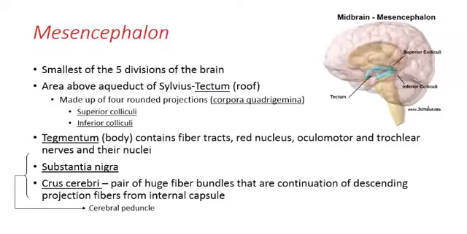The tegmentum, or body, contains fiber tracts, the red nucleus, oculomotor nerve and trochlear cranial nerves and their nuclei. The substantia nigra is involved in movement. It's a very black pigmented substance in the brain. It becomes very pale in people with Parkinson's disease. So normally it has a very black color when you look at it directly, but due to the degeneration of dopaminergic neurons in Parkinson's disease, that becomes more pale.